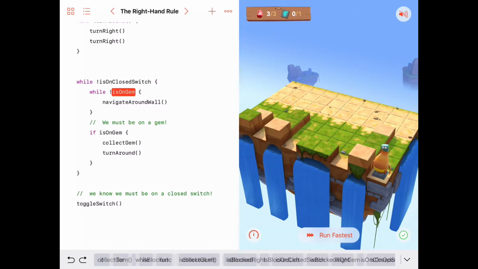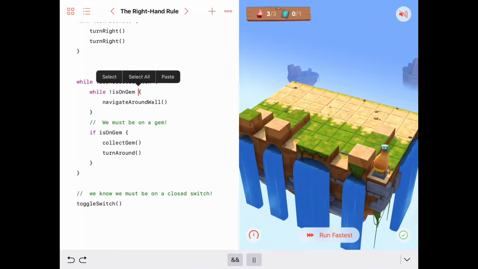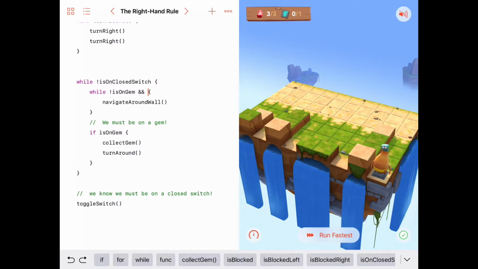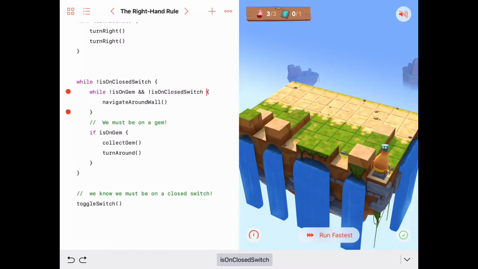If he's not on a gem and he's not on a switch, then we want to navigate around the wall. But if either of those are not the case, meaning that he is either on a gem or he's on a closed switch, then we want him to stop navigating around. Okay. So as long as he's not on a gem and he's not on a closed switch, then he's going to keep navigating around the wall.